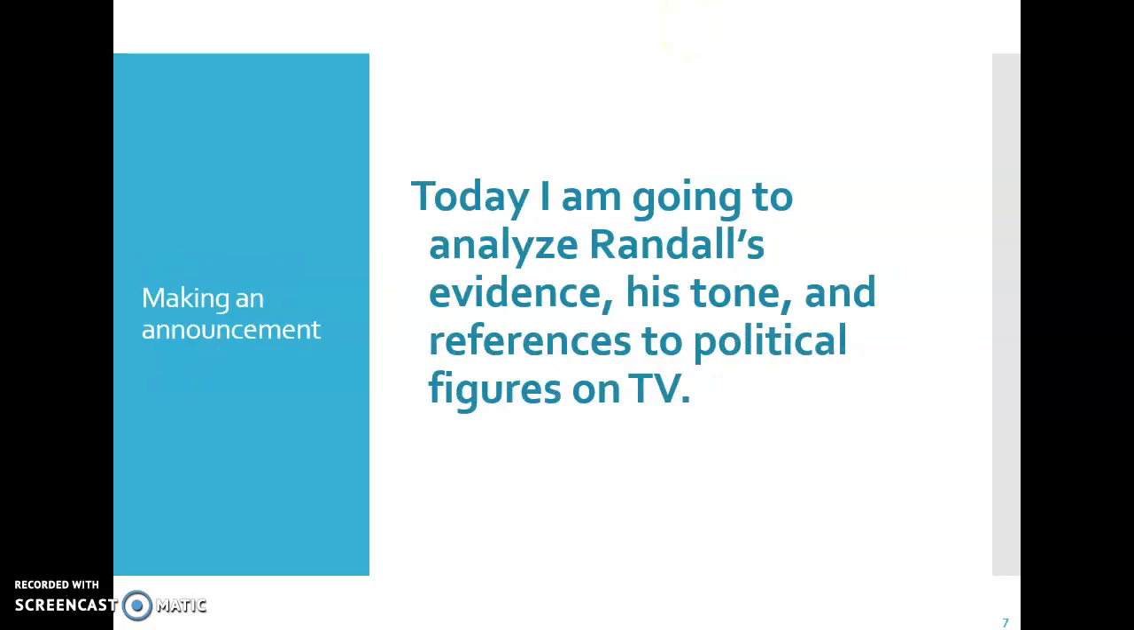This I see too much, and especially on the first assignment, you weren't writing essays, but you were writing quite a bit as far as paragraphs, and a thesis is like a topic sentence for a bigger piece of writing. And in some of your topic sentences, I had statements like this. Today I'm going to analyze Randall's evidence, his tone, and references to political figures on TV. Don't announce what you're doing like that. Just go ahead and state it.